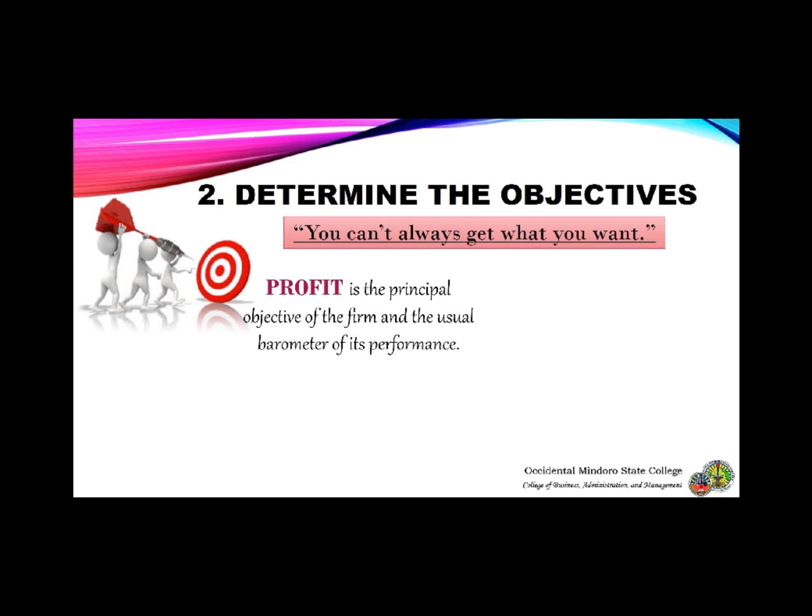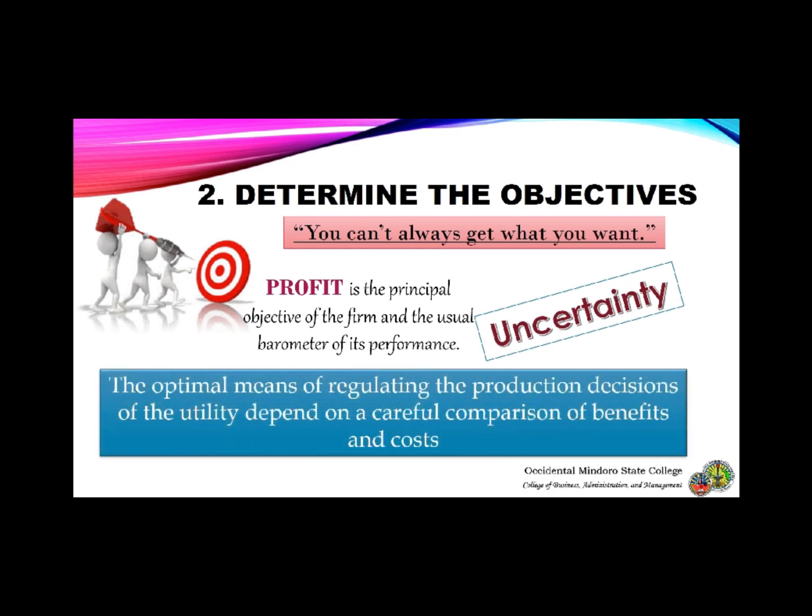The objective in a public sector decision, whether it be building a bridge or regulating a utility, is broader than the private sector profit standard. The government decision maker should weigh all benefits and costs, not solely revenues and expenses. So according to this benefit cost criterion, the bridge in the previous example may be worth building even if it fails to generate a profit for the government authority. In turn, the optimal means of regulating the production decisions of the utility depends on a careful comparison of benefits.